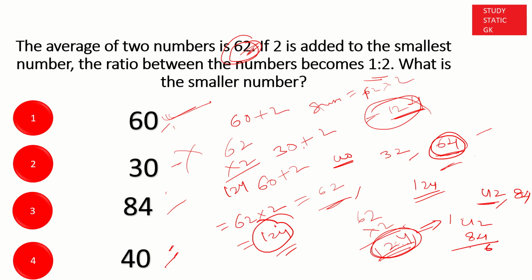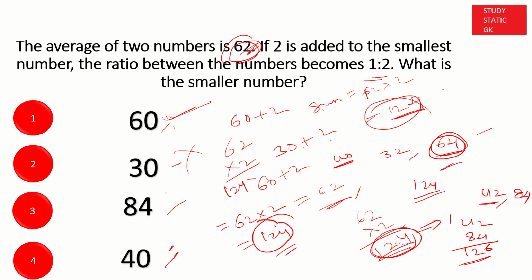What's happening here? Okay, we can go with the answers, but why am I confusing myself? 2 is added to the smallest number. The ratio between the numbers becomes 1 is to 2. What is the smallest number? Okay, so if 2 is added, the ratio becomes 1 is to 2. If 2 is not added, that means the ratio doesn't become 1 is to 2.